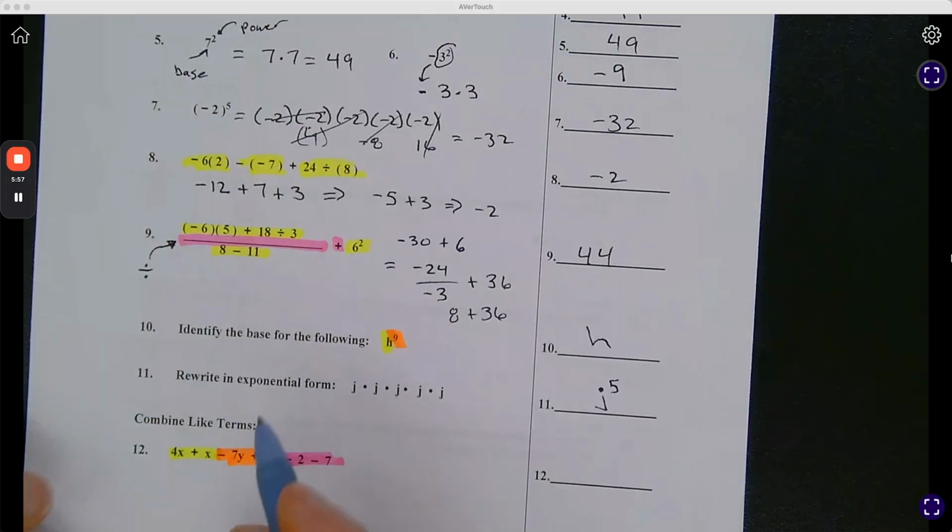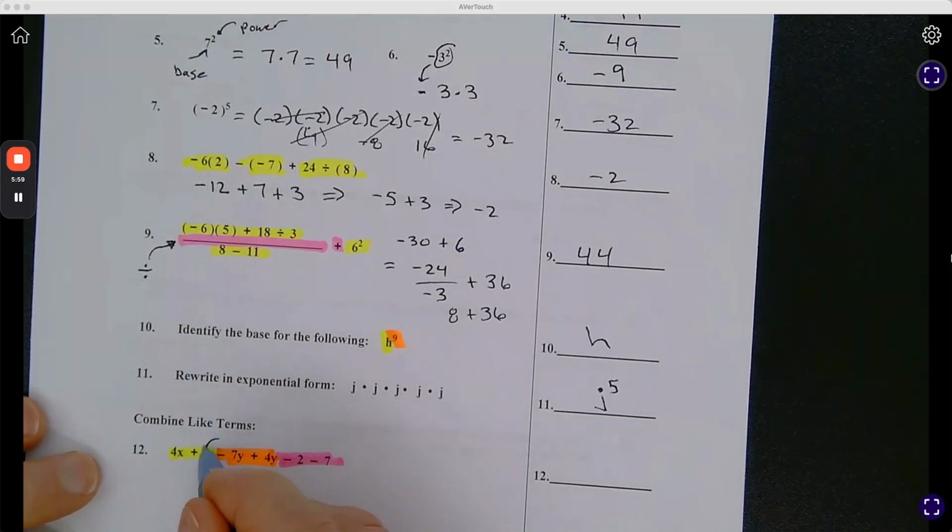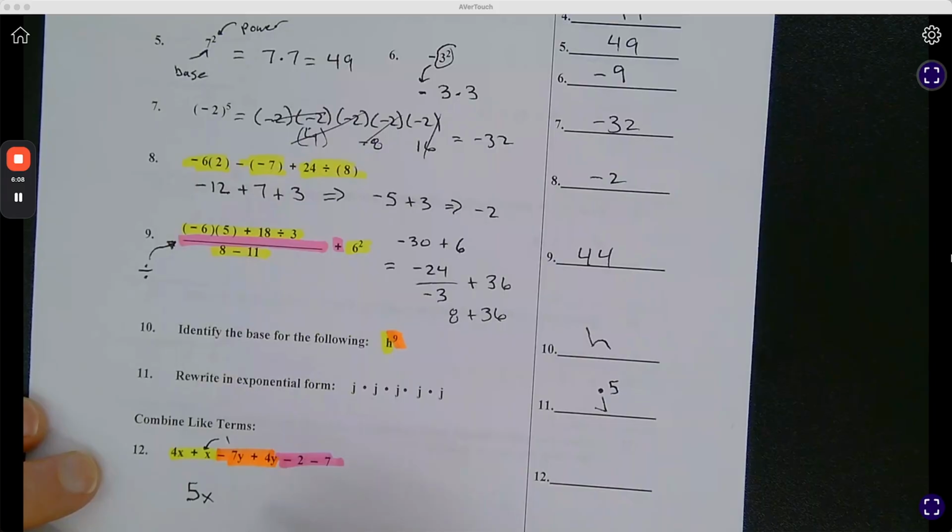So this has an imaginary 1 in front. So 4 plus 1 is 5. What did I add up? What was my category? X, correct. Good job. So that's 5x. That minus goes with that 7. That's why I highlighted it.